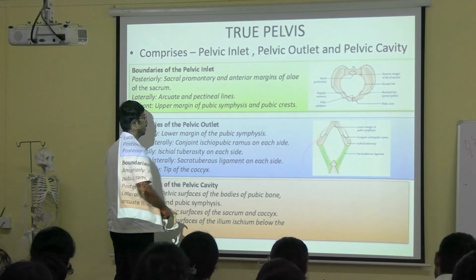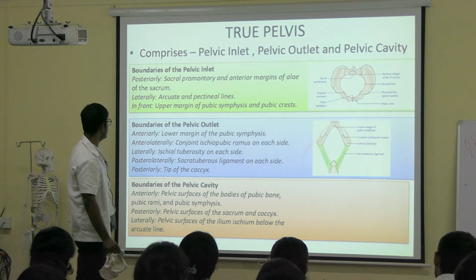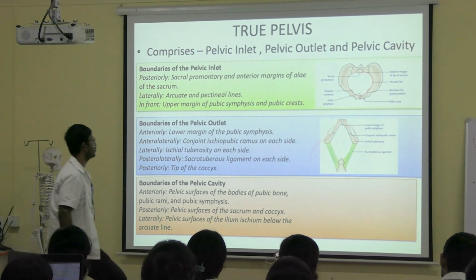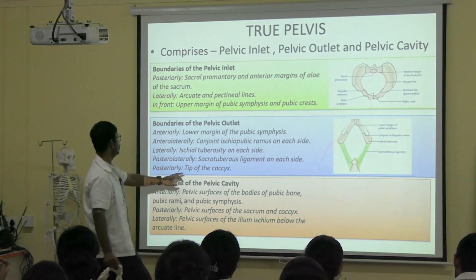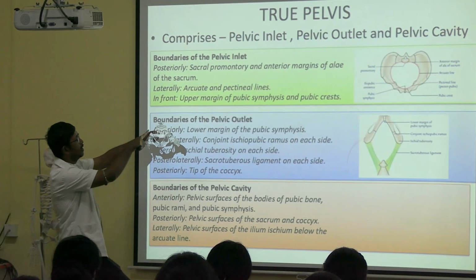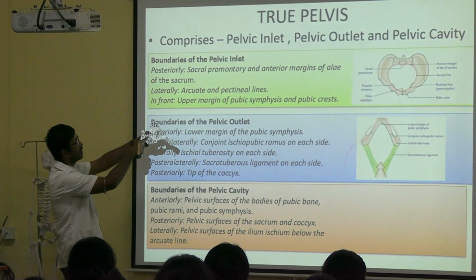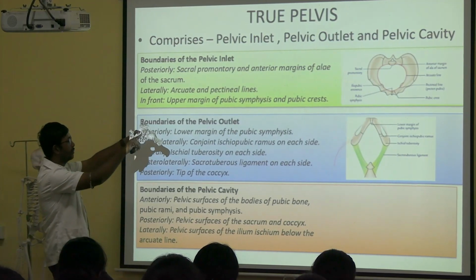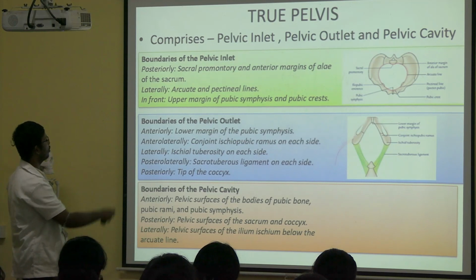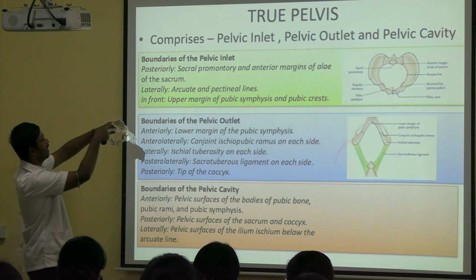Accordingly, posteriorly will be your coccyx, what is written here. Posteriorly will be the tip of the coccyx. Posterolaterally will be your sacrotuberous ligament. Anterolaterally will be your pubic ramus or ischial tuberosity, and anteriorly will be your lower margin of the pubic symphysis, that is this part. So this is forming your pelvic outlet.